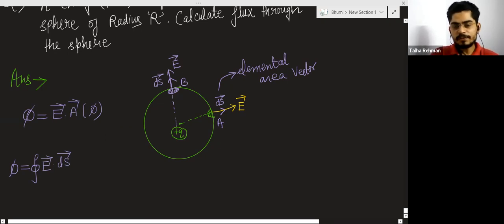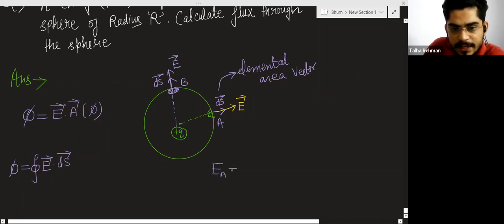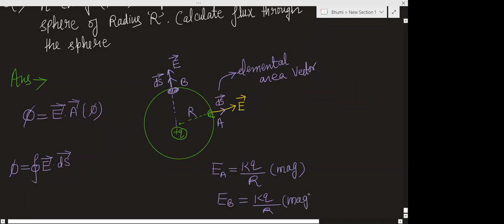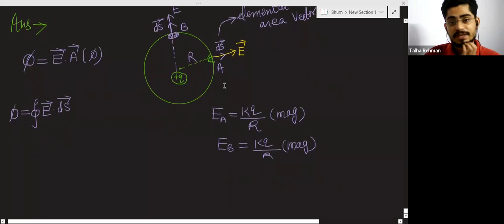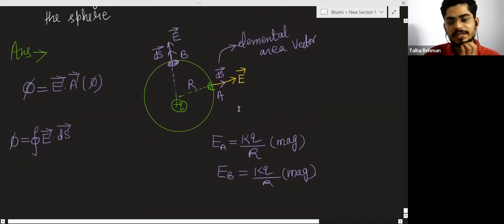One thing more, if you calculate the value of electric field at point A, that is equal to kq/r squared, where r is the radius here, and if you calculate the electric field at point B, again you will get kq/r squared. This is the magnitude of electric field. So the magnitude of electric field is not changing, but the direction is changing.